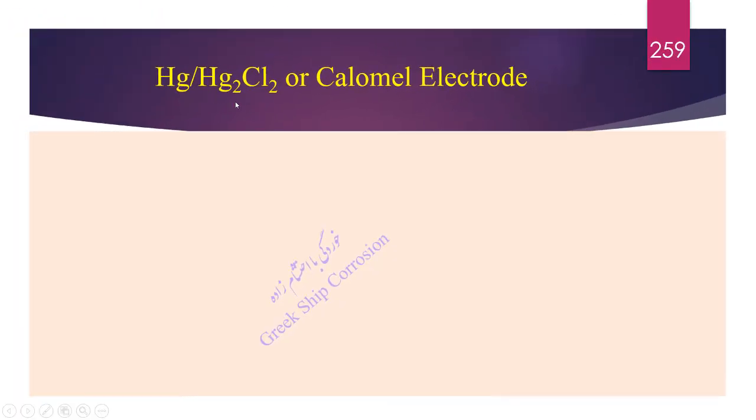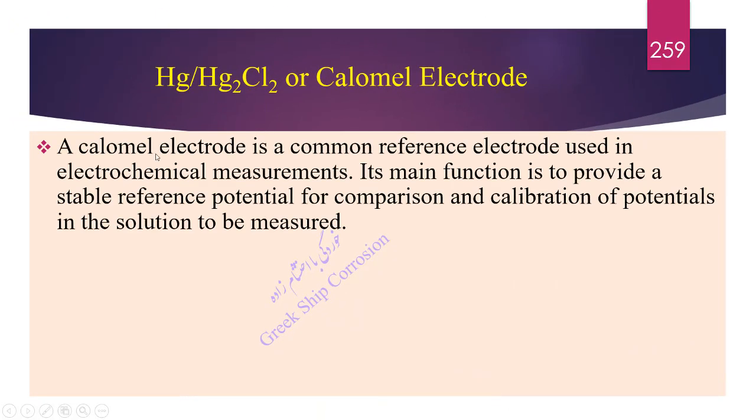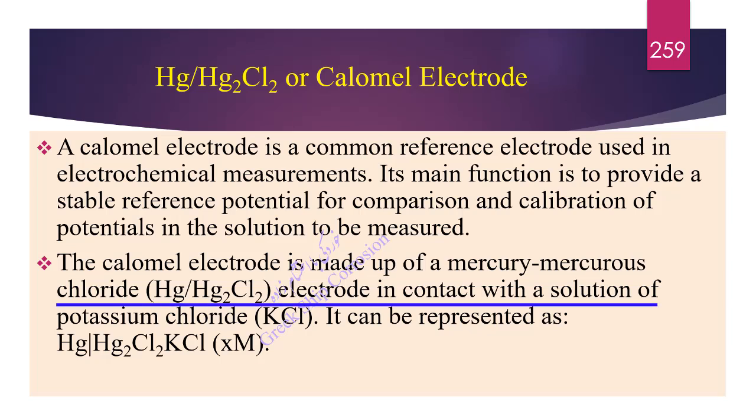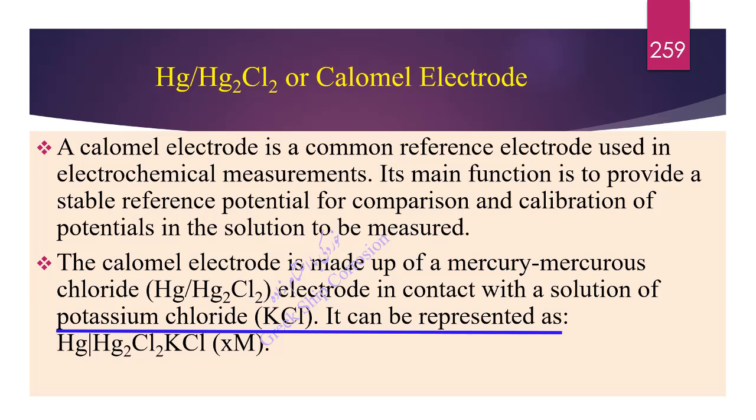Mercury mercurous chloride or Calomel electrode. A Calomel electrode is a common reference electrode used in electrochemical measurements. Its main function is to provide a stable reference potential for comparison and calibration of potentials in the solution to be measured. The Calomel electrode is made up of a mercury mercurous chloride electrode in contact with a solution of potassium chloride. It can be represented as Hg, Hg2Cl2, KCl at different concentrations of potassium chloride.